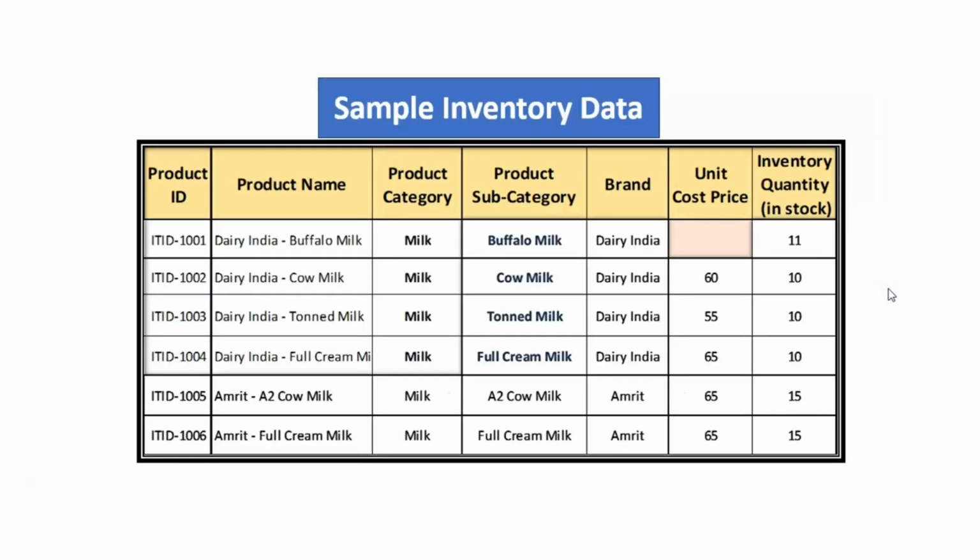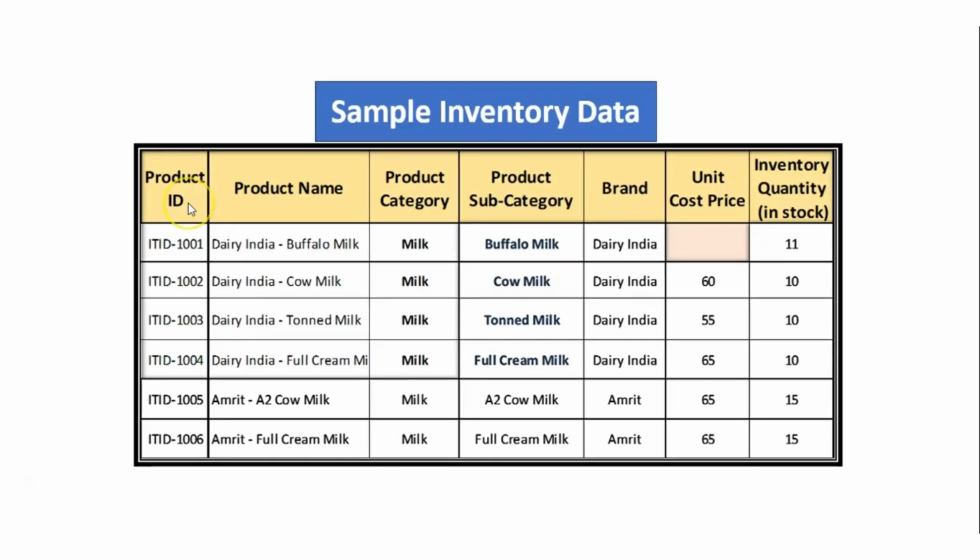Let us discuss the data. In our case, it is the inventory data, and let's get some idea of it. We have taken retail grocery shop as our business use case, and the screenshot of the worksheet shown here has the inventory details such as product ID, product name, product category, product subcategory, brand, unit cost price, and available inventory.